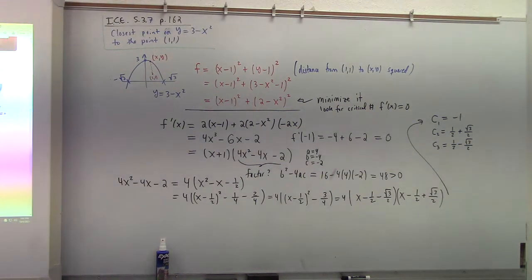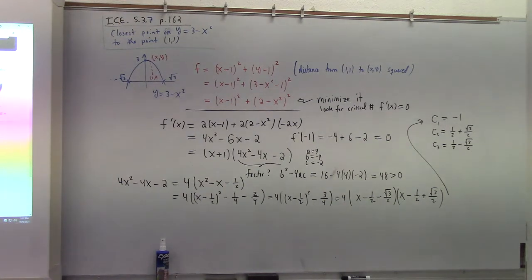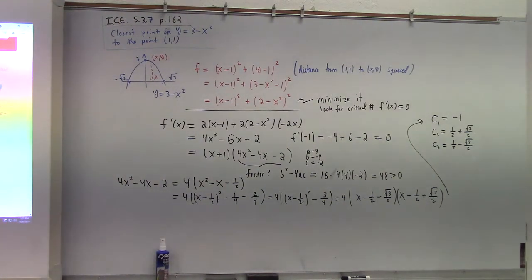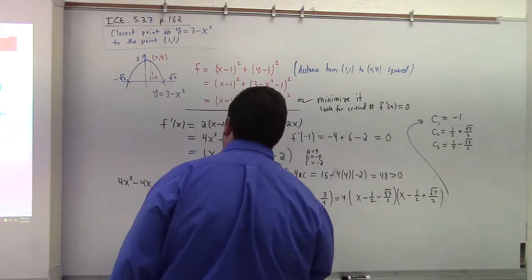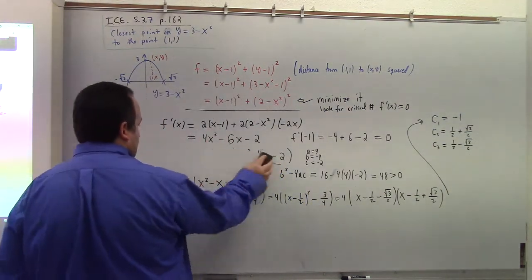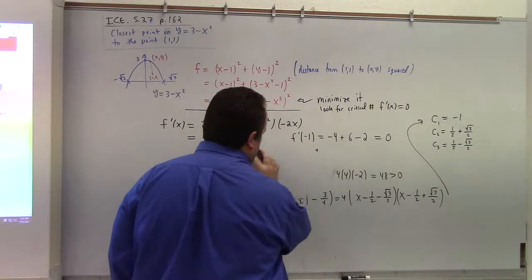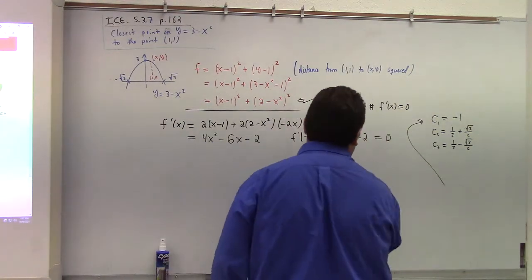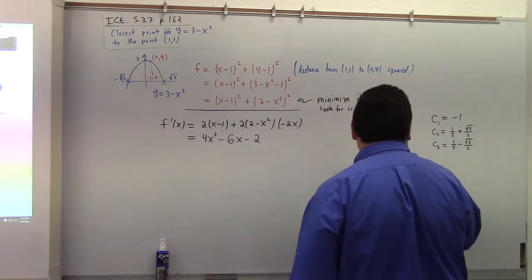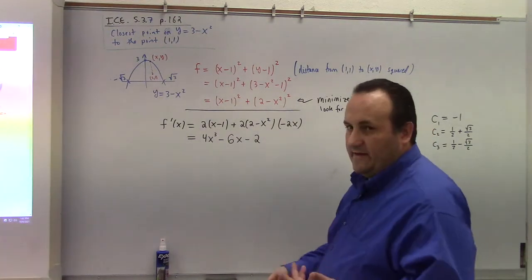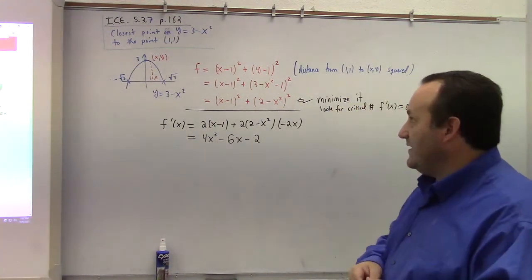Okay, so that's what we found. So we have 3 critical numbers here, right? These are my critical numbers from the algebra I just erased. And how do I decide which one's a min, which one's a max?